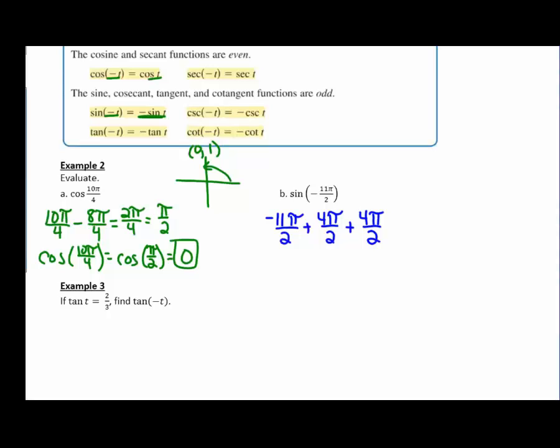That's still not going to give us a positive, so we'll add one more full circle. And now we have negative 11 pi plus 4 pi plus 4 pi plus 4 pi, and that will give us a positive 1 pi over 2. And so the sine of negative 11 pi over 2 is equal to the sine of pi over 2, which is 1, because we already drew that figure in part A.